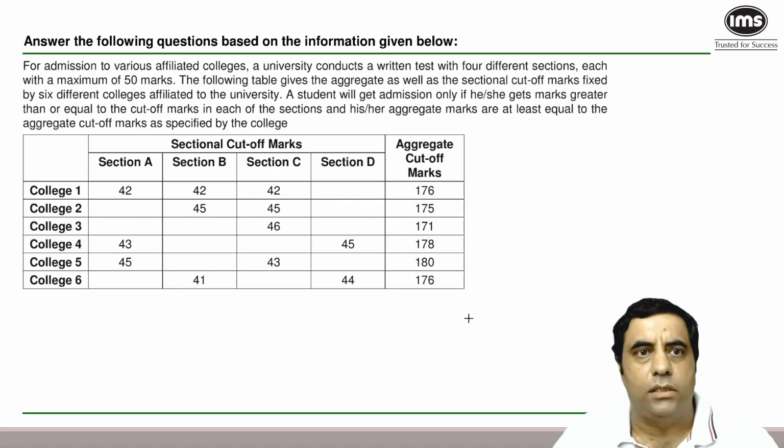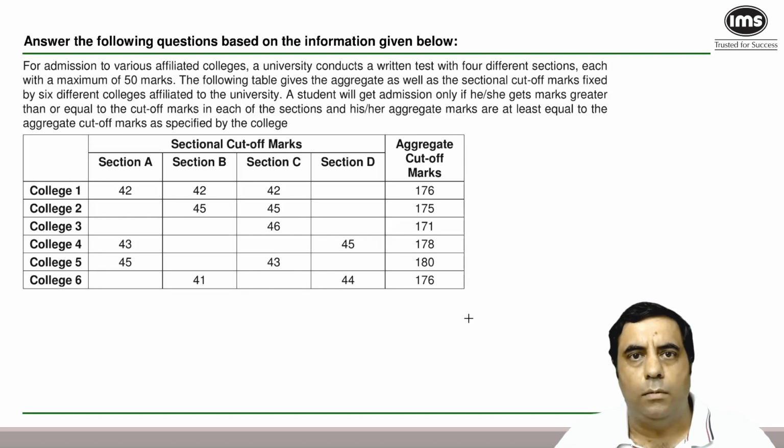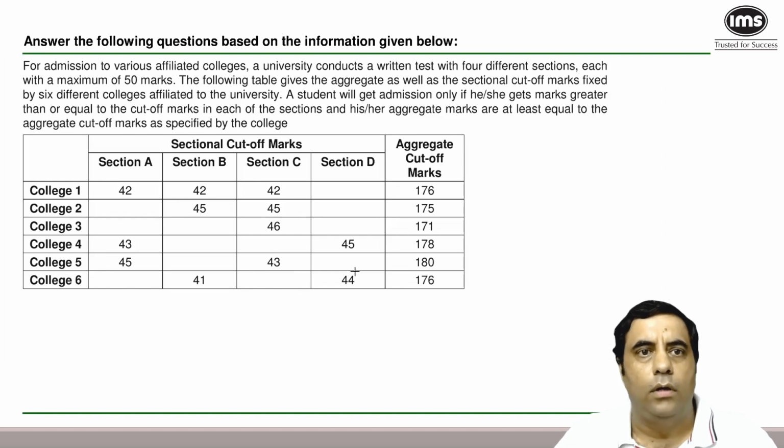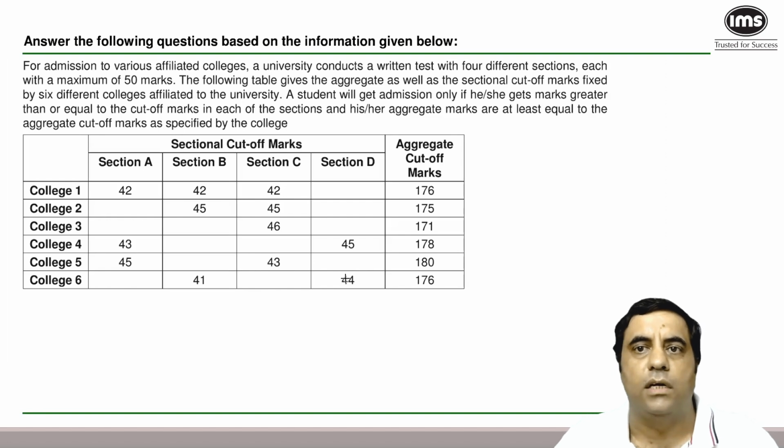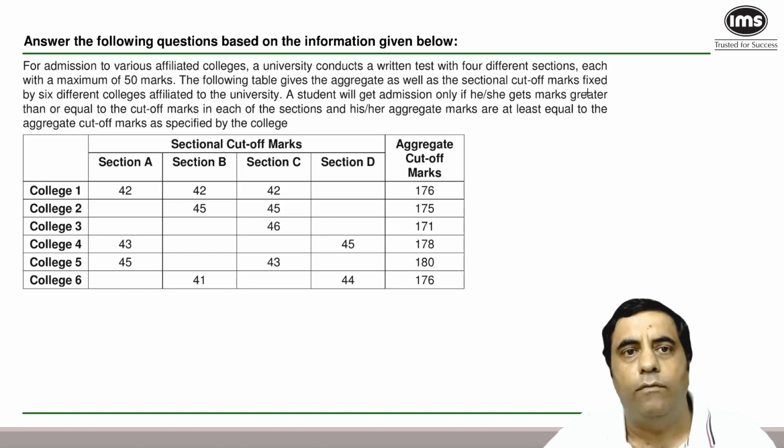Now look at this question. Answer the following question based on the information given below. For admission to various affiliated colleges, a university conducts a written test with 4 different sections, each with a maximum of 50 marks. The following table gives the aggregate as well as the sectional cutoff marks fixed by 6 different colleges affiliated to the university.